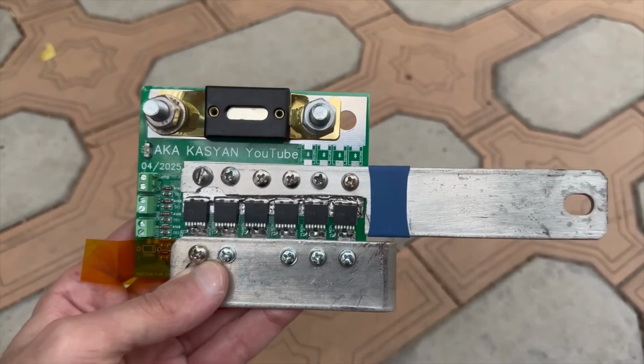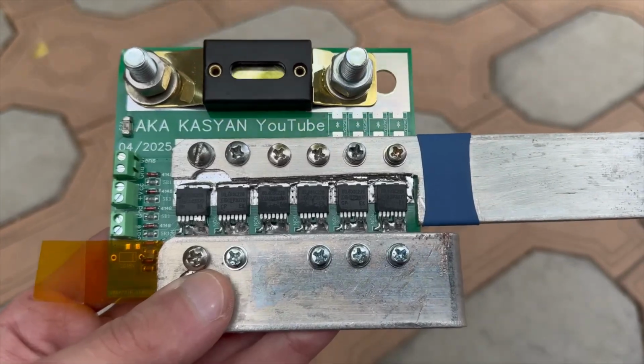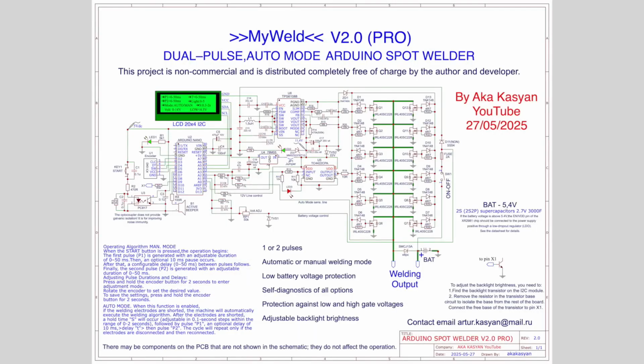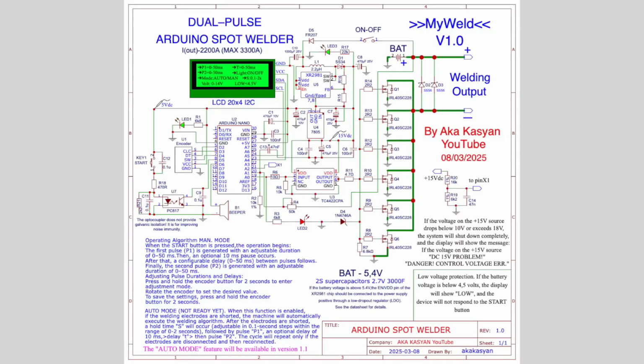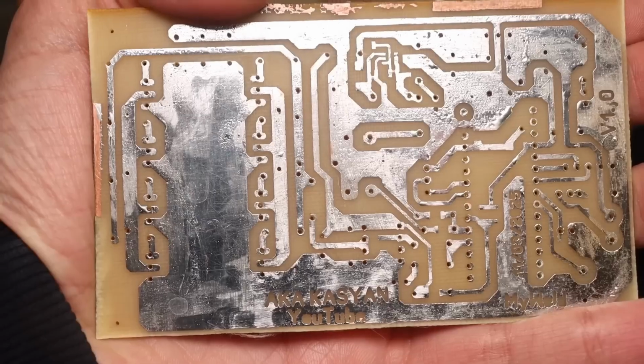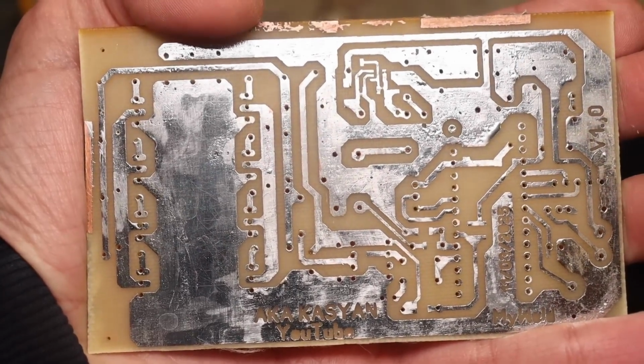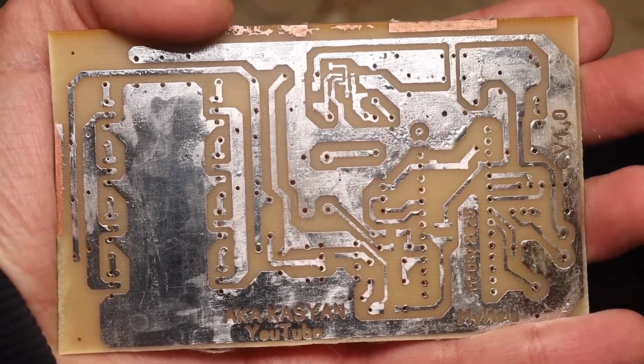The current version of the project as of May 2025 is version 2.0. The current version of the software is also version 2.0. I consider the original version of the project, version 1.0, to be outdated. It is fully functional, but it does not have the auto mode. The version 2.0 auto board was specifically designed to be made at home.